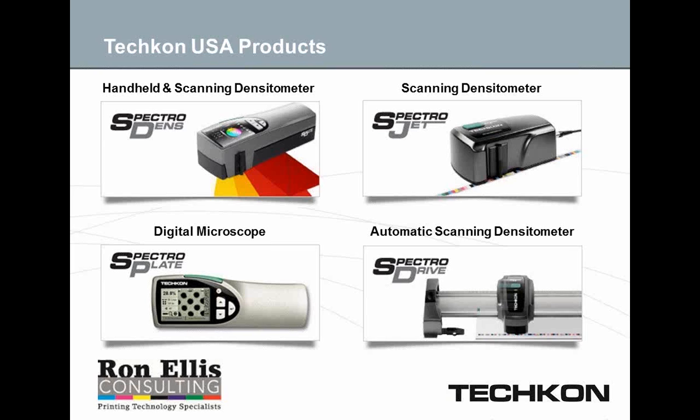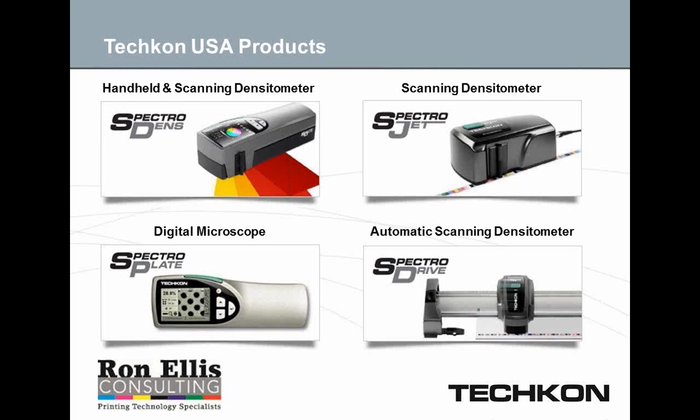The SpectroPlate is a high-resolution digital microscope that is used to qualify the plates that you're creating to put on press, to make sure they are within specification, so you know that if your 50% value is truly a 50% value and you don't have an unacceptable dot gain. It has the ability to do a bunch of other stuff as far as AM, FM, hybrid screens, and a number of other different functions.